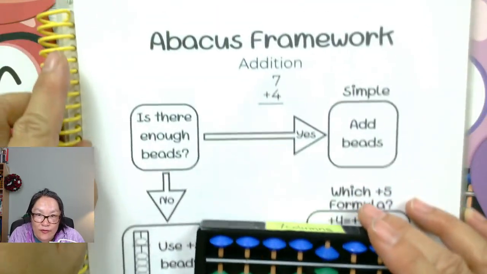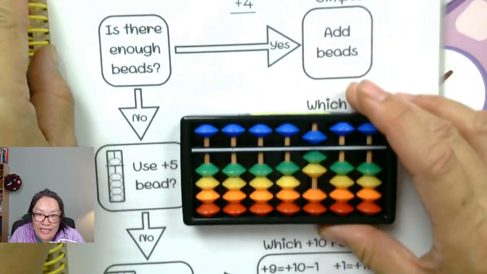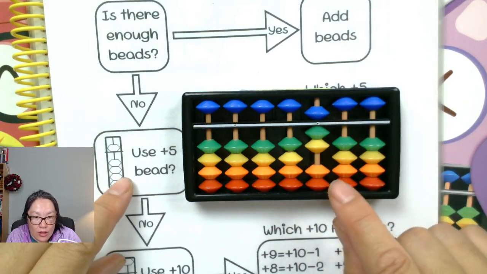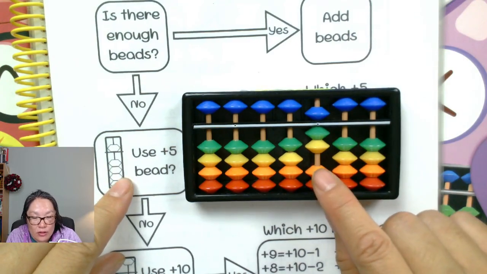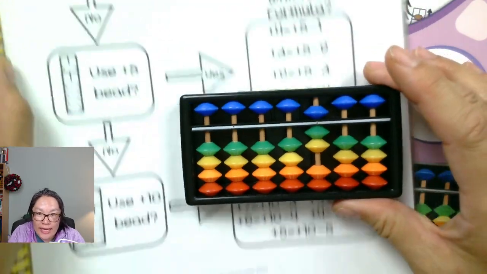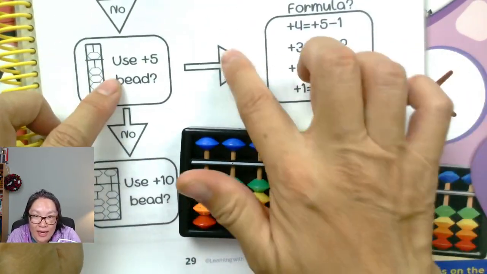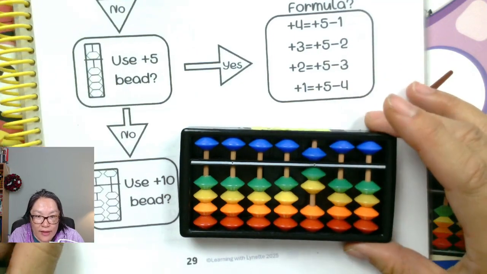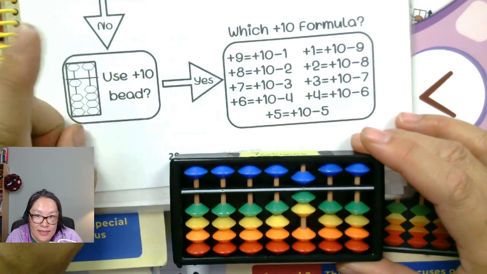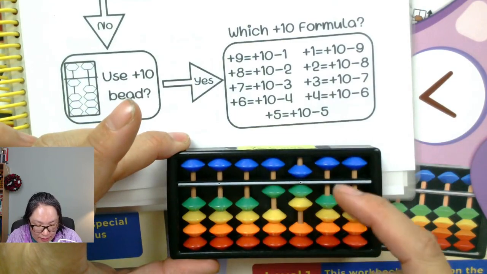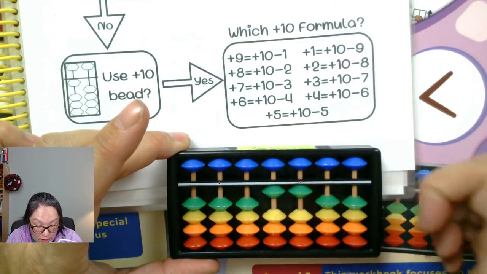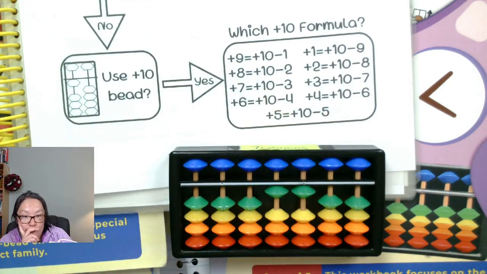And then you go through this framework. So this is an abacus framework. Is there enough beads to add the 4? No, there's not enough beads to add the 4. Can I add the 5? No, I cannot add the 5 because I'm already using the 5. Then, can I add the 10? Yes, I can add the 10. Plus the 10 minus the 6. So my final answer is 11.